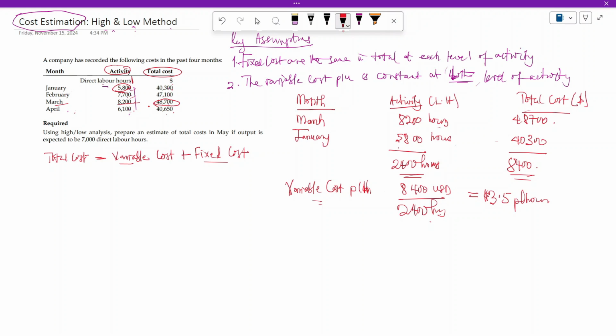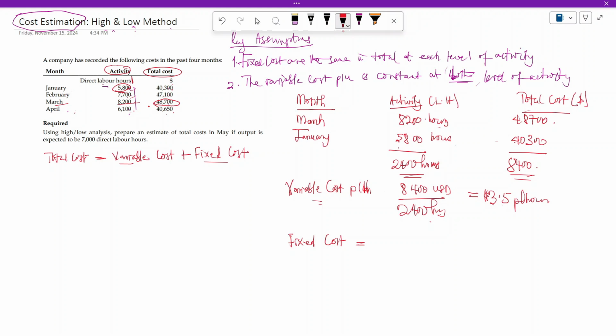Now, how can we find the fixed cost? Having ascertained the variable cost, in order to ascertain the fixed cost, you can pick any of these values and estimate. Now, we know that the variable cost per unit is 3.5. Having estimated that the total cost is the addition of the variable cost per unit and the fixed cost, we can write an equation.